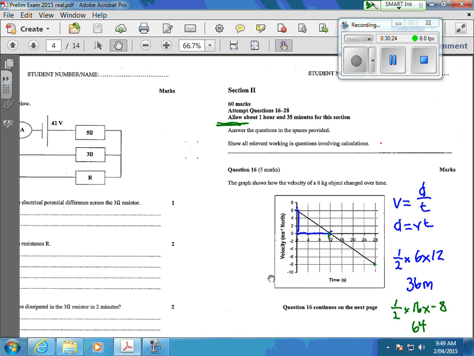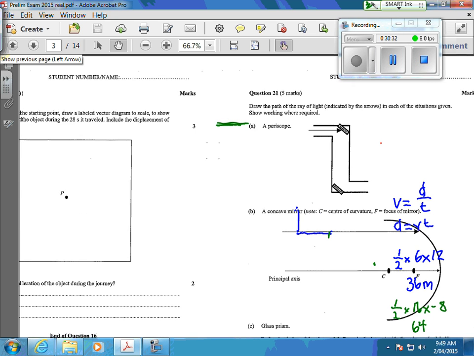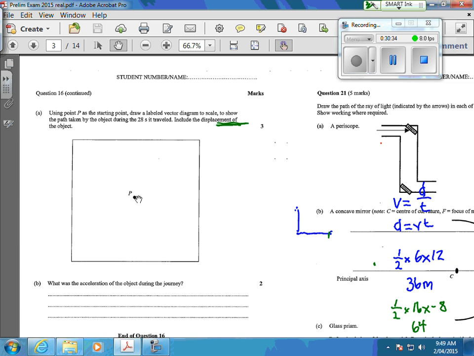So when you come to do your vector diagram, on this page, starting at P, it's going north. It starts at 6 metres per second, slows down, stops, turns around, goes in the opposite direction. So you need to make something that's 36 that way, then draw the other arrow back the other direction, to scale. And if you wanted to, you don't have to in this case, you can put a resultant in.